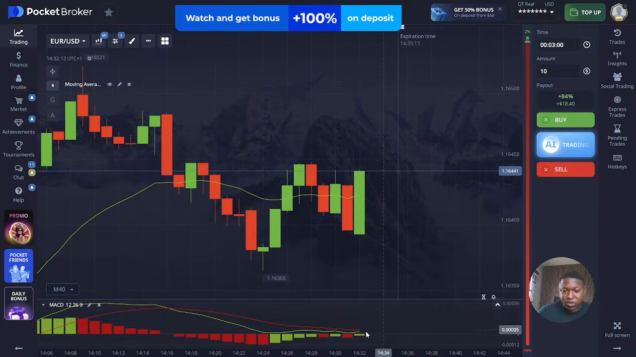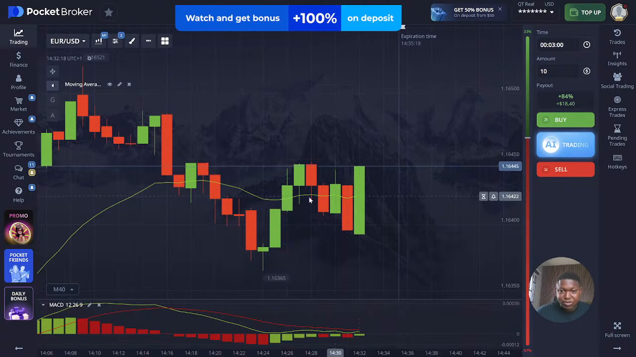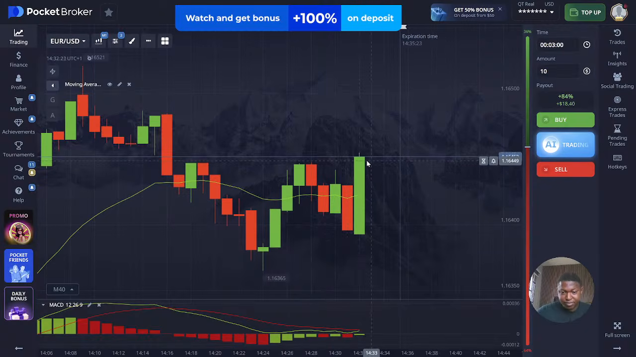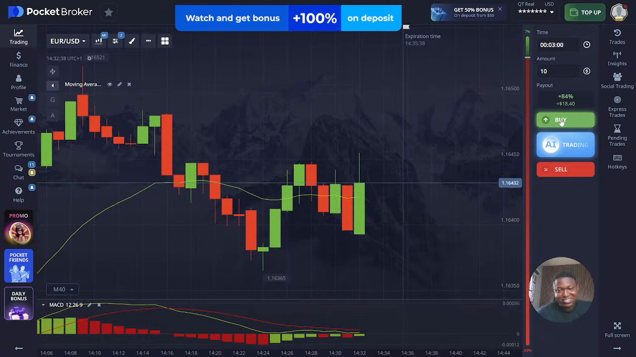Okay, it seems we are going to have a cross, because this one has already crossed the line. Although the MACD that's crossed it is facing up, and it seems we are going to have a cross here. If we have a cross, we are going for a 3-minute buy. The market doesn't want to cross. Cross for us, please.